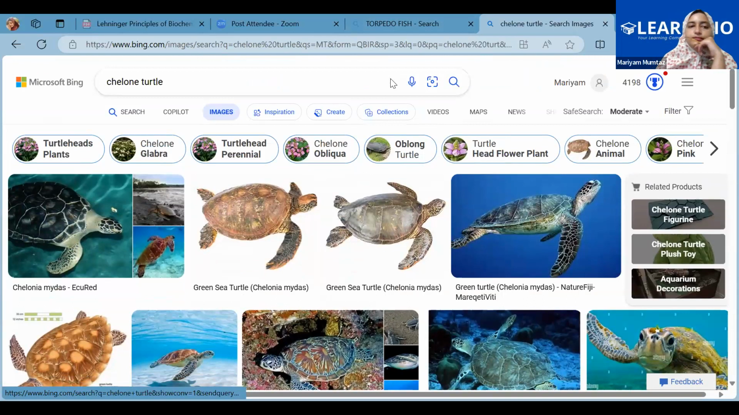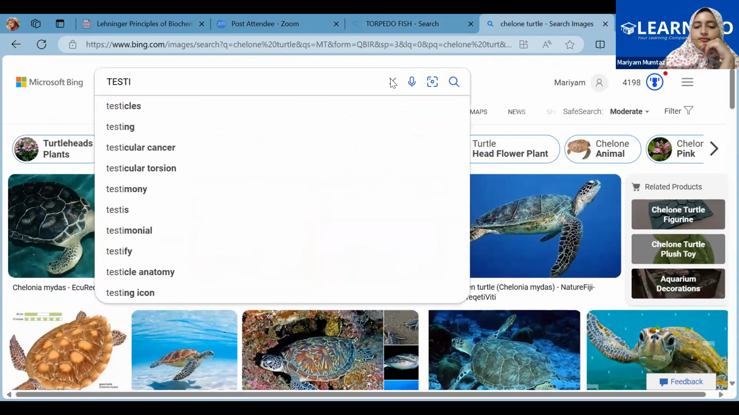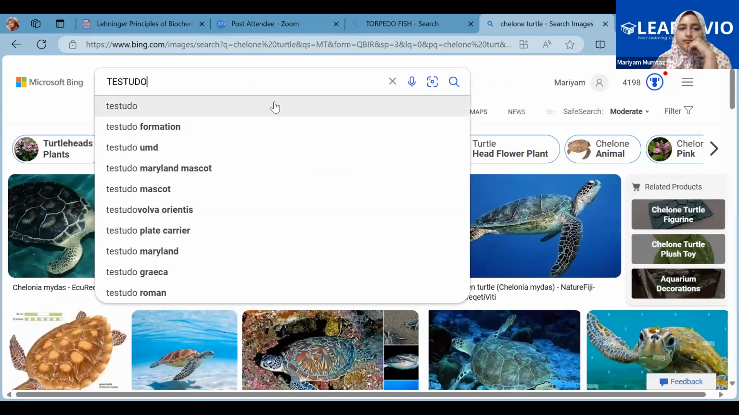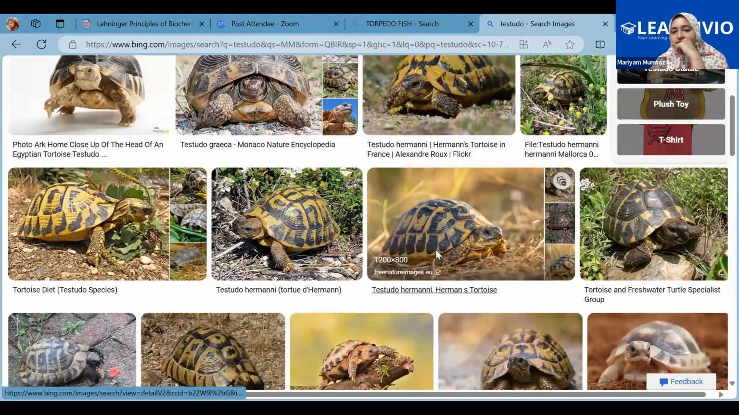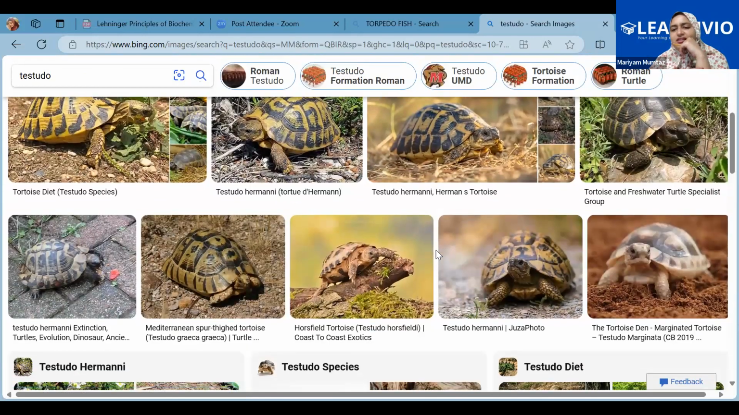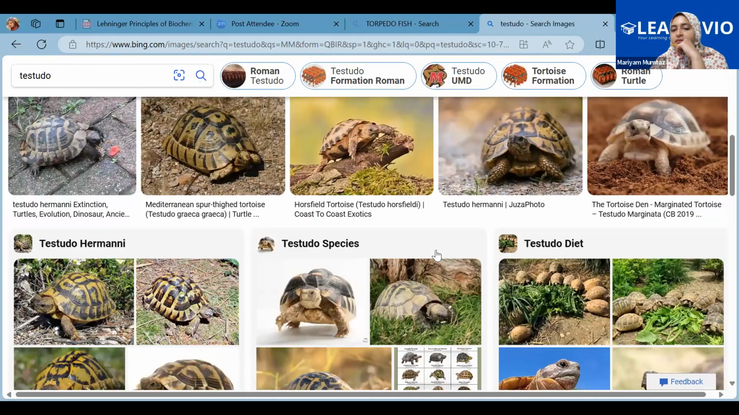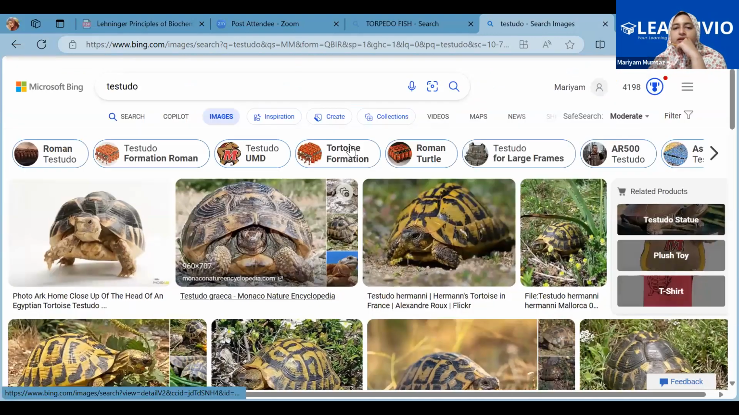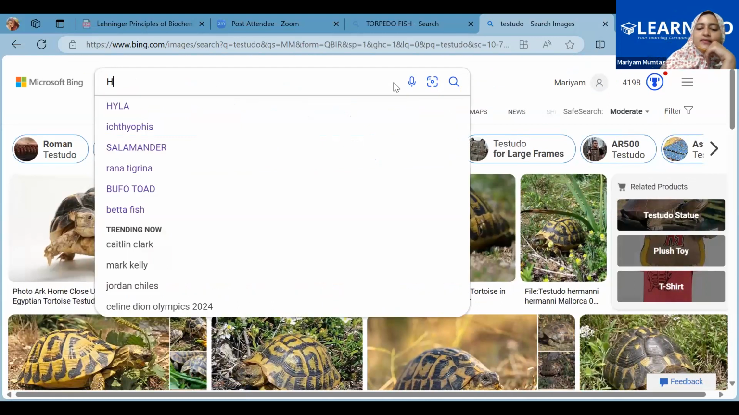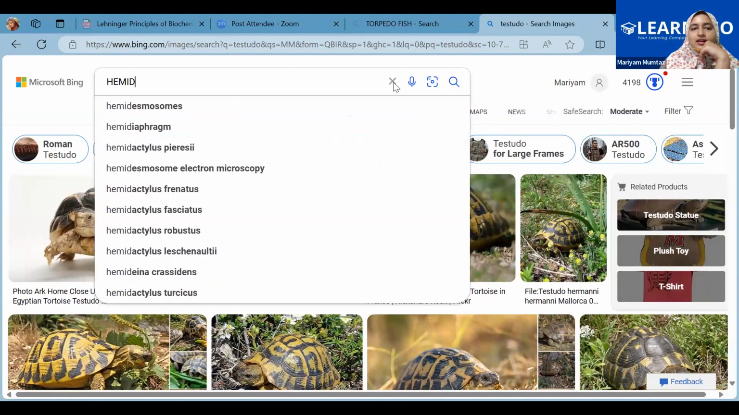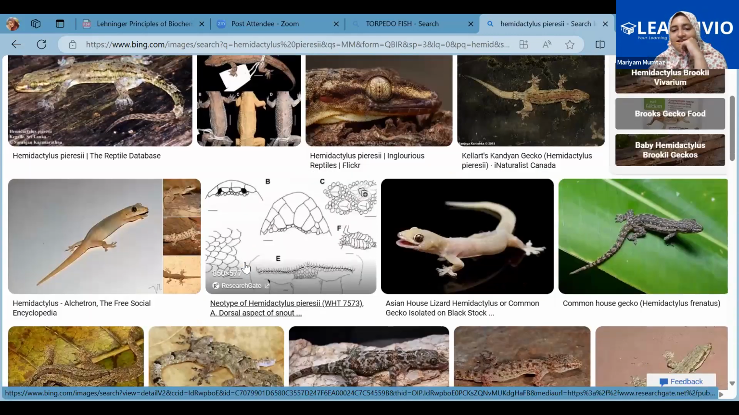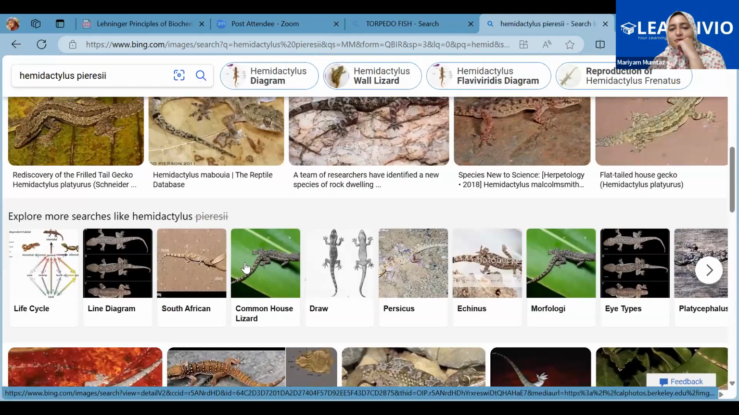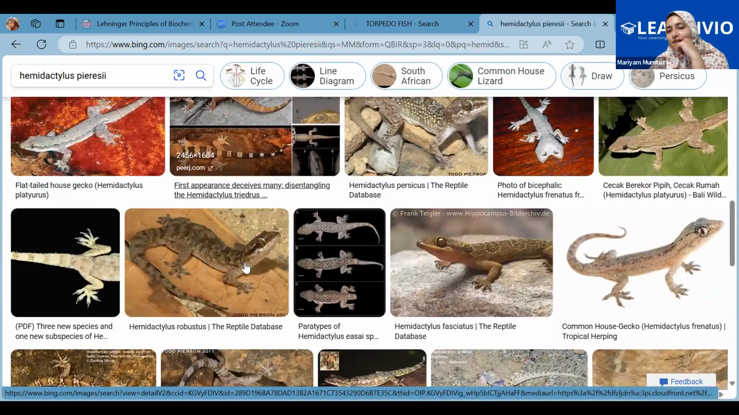Now we have testudo. I hope there is no flower called testudo. This is your testudo. People keep it as a pet also, right? This is tortoise. Always remember there is a difference between them. Then what next? We have hemidactylus. I don't think I have to show you, but there you go. Hemidactylus. The absolute worst animals in the world.